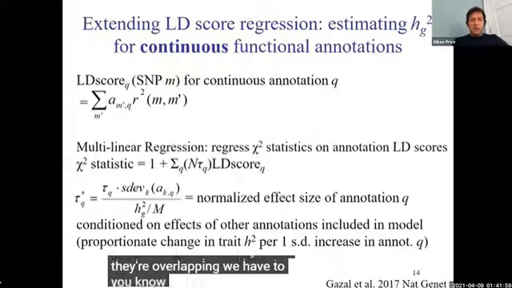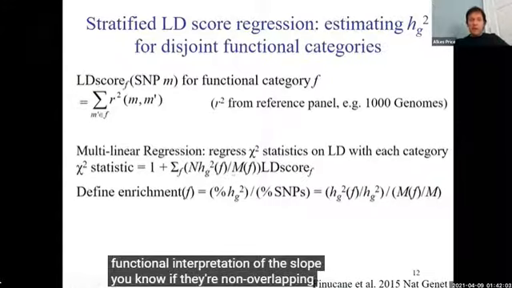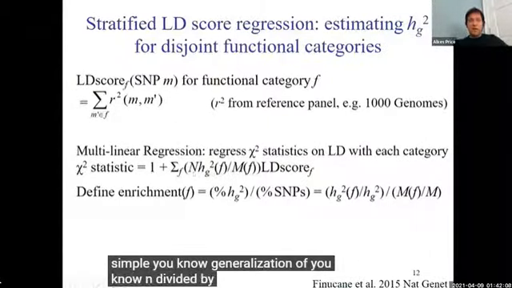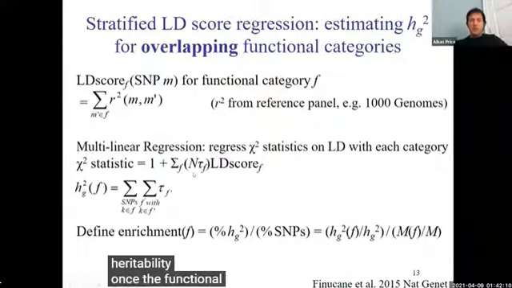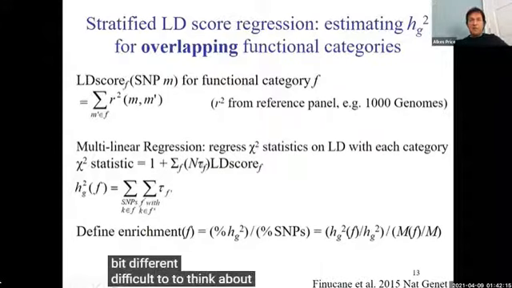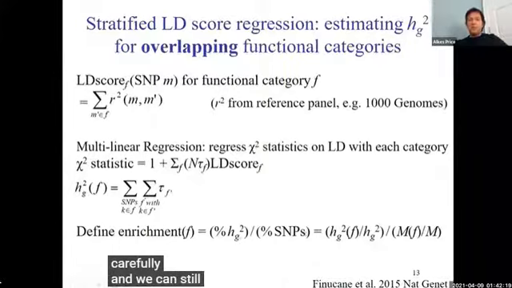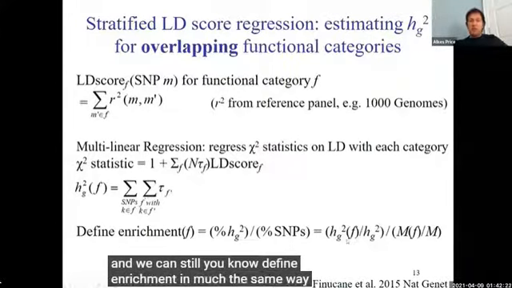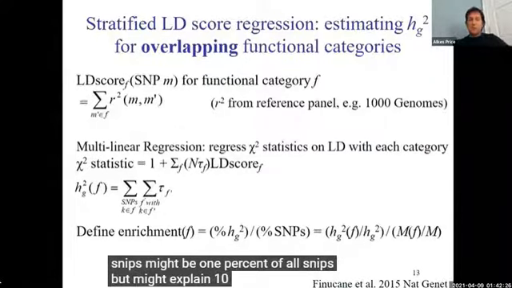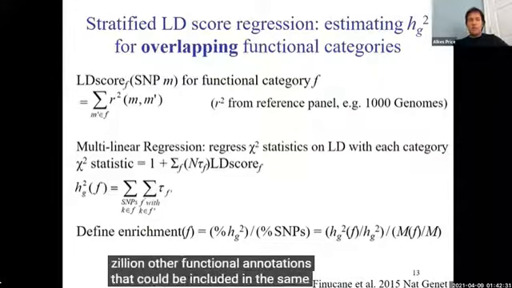We have to make the functional interpretation of the slope. If they're non-overlapping, we have some kind of simple generalization of n divided by m times SNP heritability. Once the functional categories are overlapping, it starts to get a little bit difficult to think about how we interpret this slope. But we can still interpret the slope if we do it carefully, and we can still define enrichment in much the same way. Maybe coding SNPs might be 1% of all SNPs, but might explain 10% of heritability, and the same for a zillion other functional annotations that could be included in the same model.